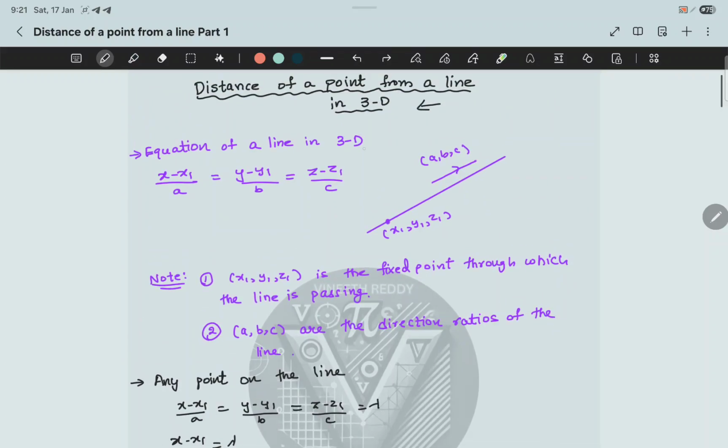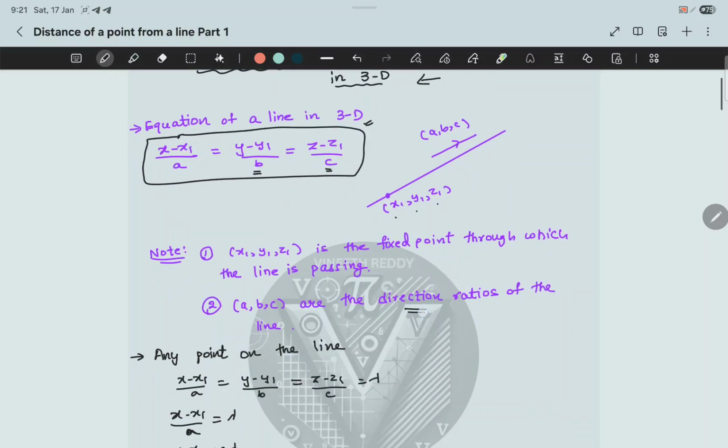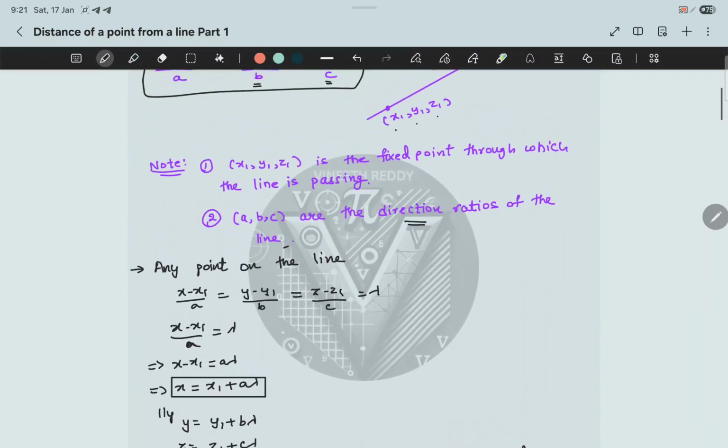Now, the equation of a line in 3D can be written in this format, that is (x minus x1) by a is equal to (y minus y1) by b is equal to (z minus z1) by c. Now, x1, y1, z1 is the fixed point through which the line is passing. A, B, C are the direction ratios of the line. Please keep this in mind.